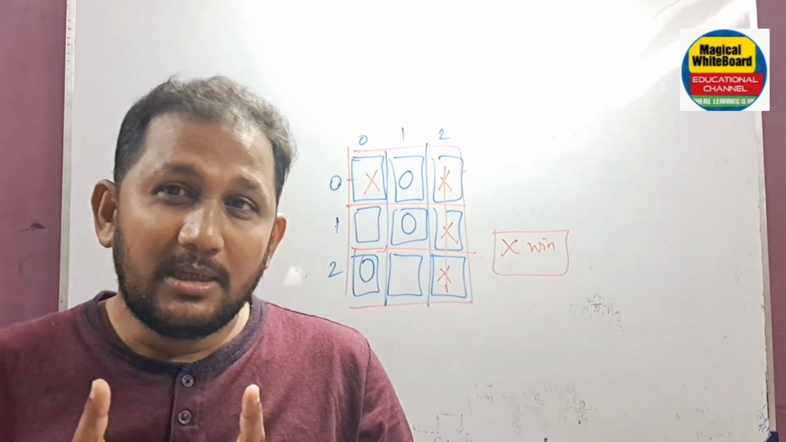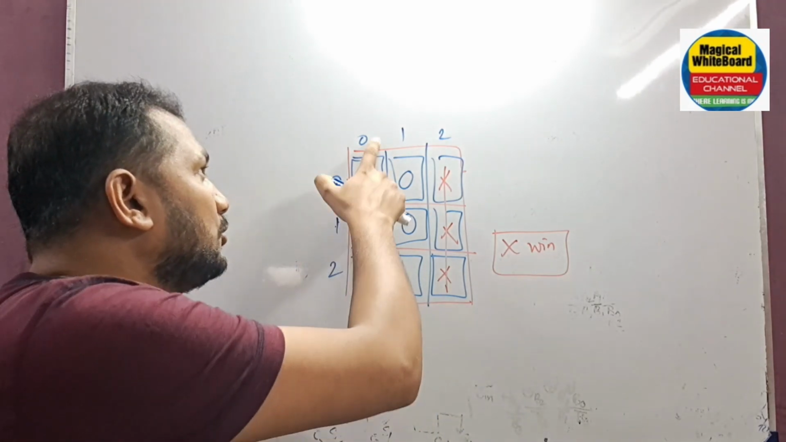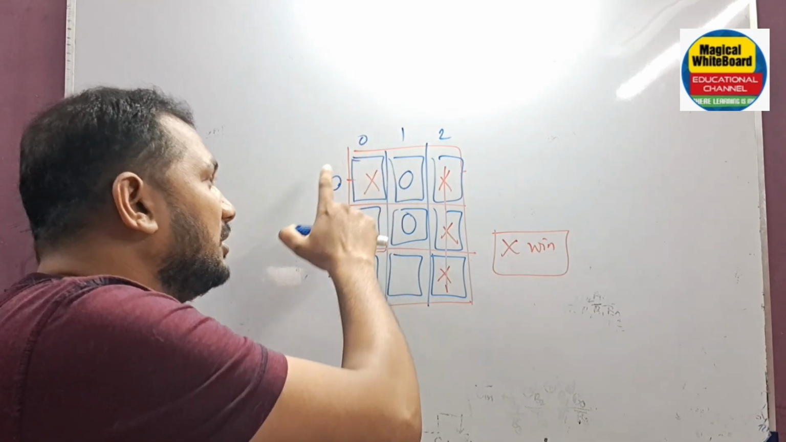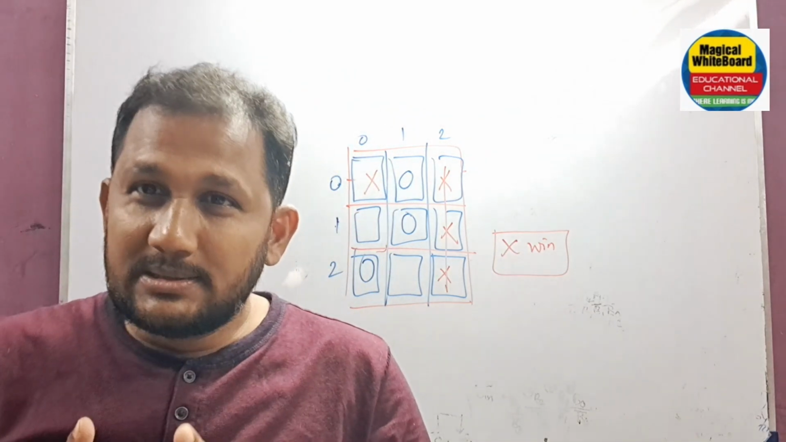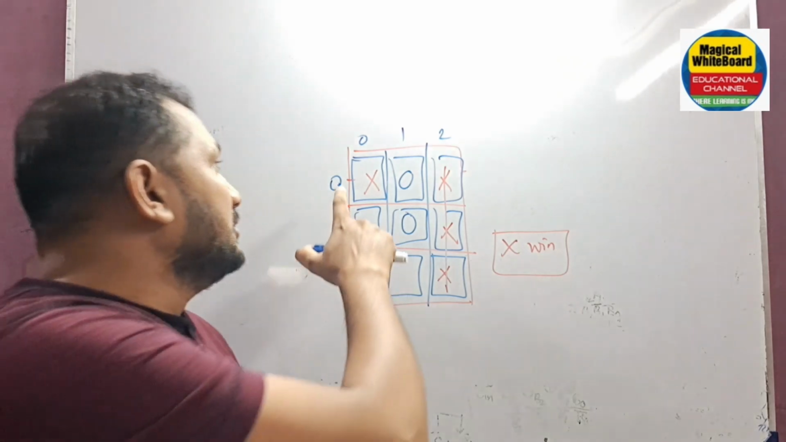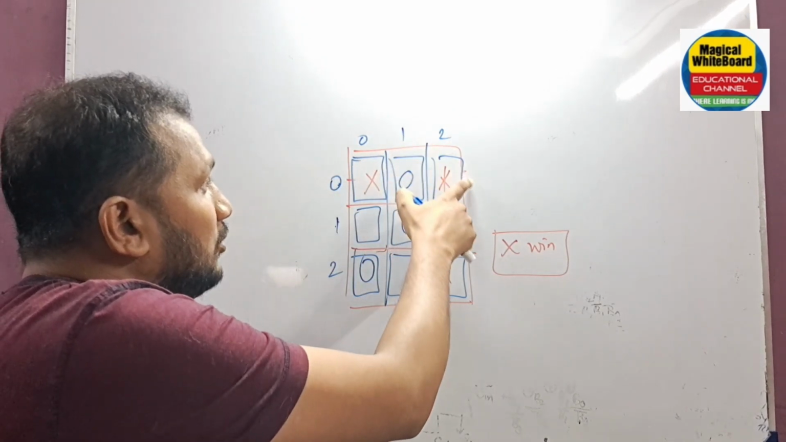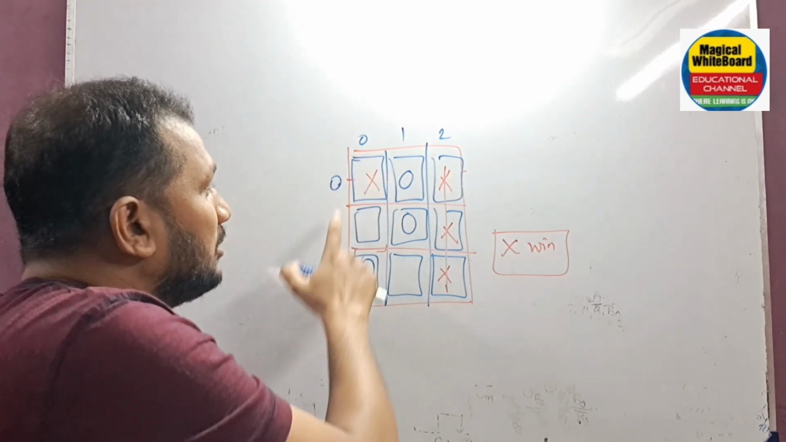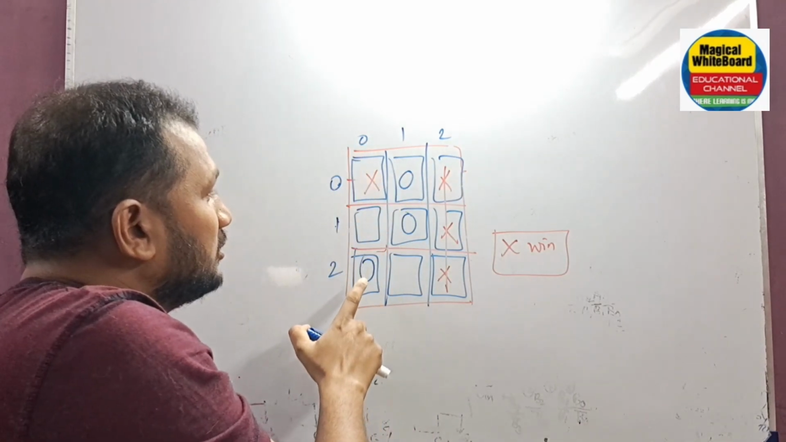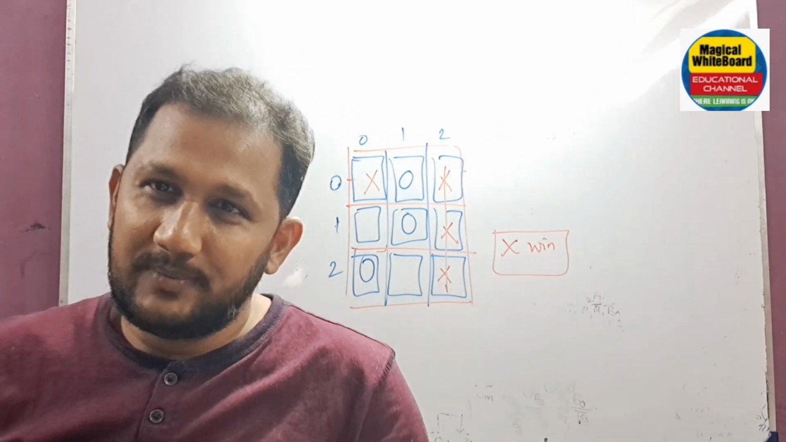In this design, there are the following winning possibilities. When 0 row 0 column, 0 row 1 column, 0 row 2 column are all the same. When 1 row 0 column, 1 row 1 column, 1 row 2 column are all the same. 2 row 0, 2 row 1, 2 row 2 are all the same. Then there is a possibility of winning.